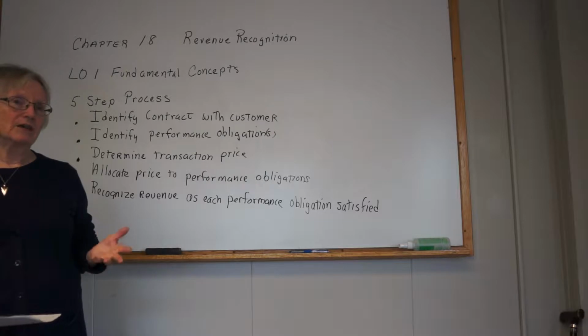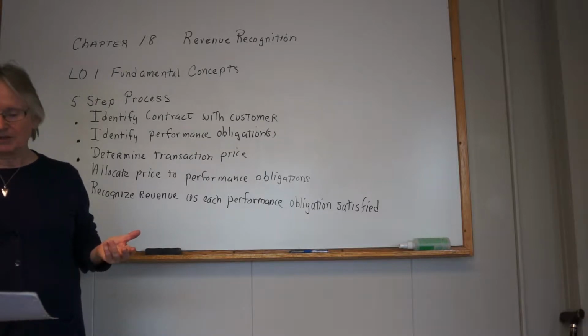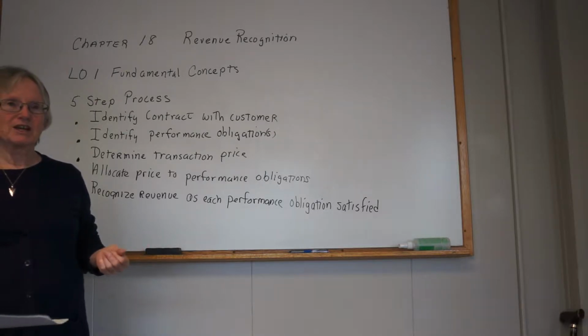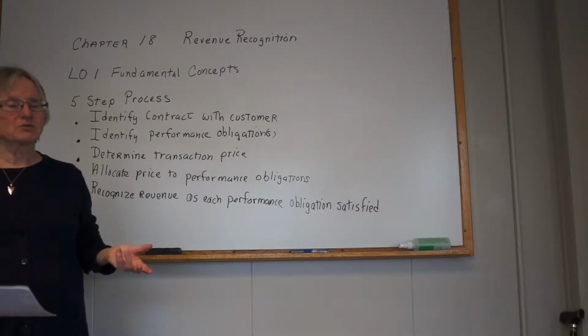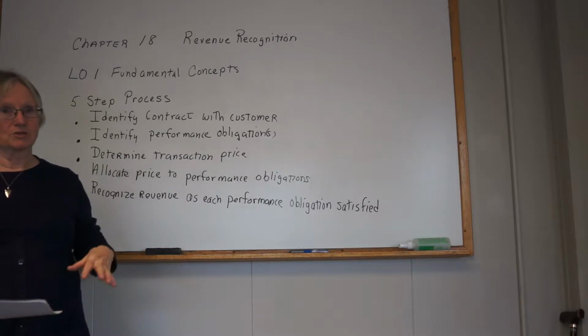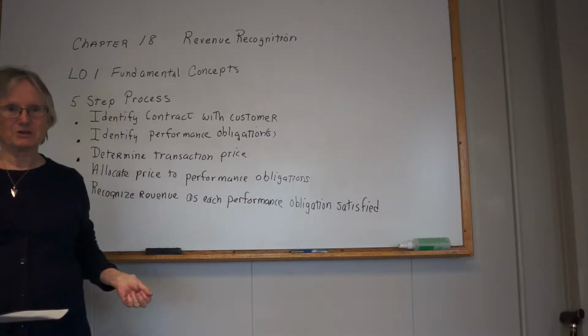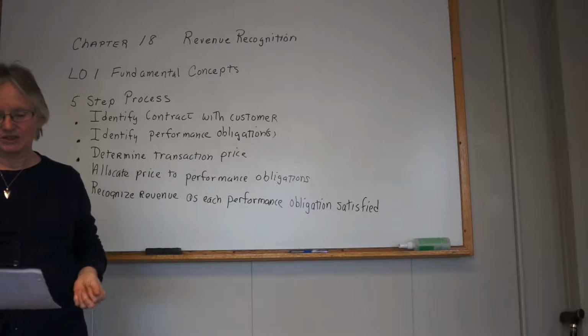Transaction price is 8 altogether. We would allocate the transaction price, and in this case it's pretty straightforward, coffee 3, 2 bagels 5. And then you recognize the revenue when they've been satisfied. So once the barista gives the coffee and bagels to the customer, recognize the revenue.